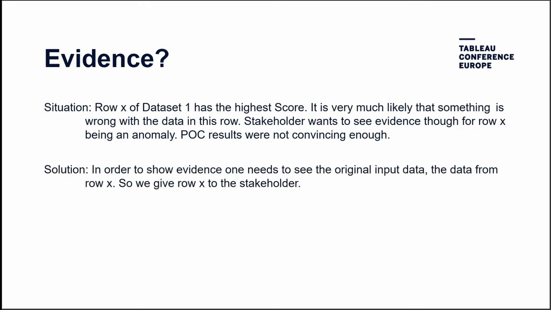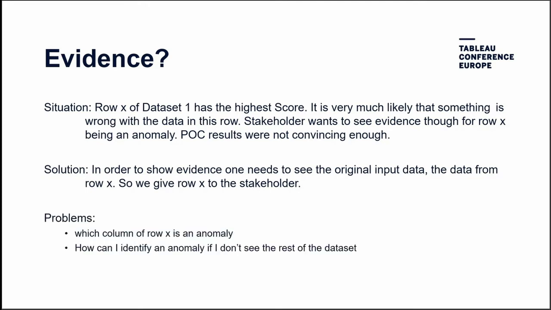So our solution was, okay, if you see the input as well, then you will be sure that it is an anomaly. But then 2 problems appeared. Which column of the row is an anomaly then? Because we only have 1 score, and if I have a data set with 50 columns, and it's not the price, maybe it's the exchange code, or maybe it's the quantity, how do I know? Should I check every single column?